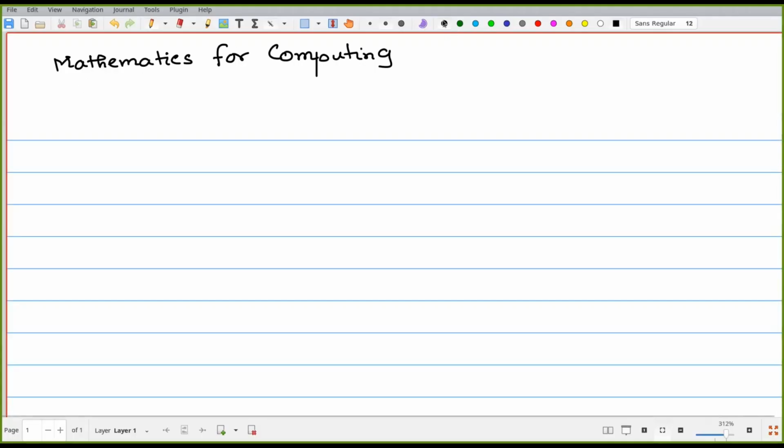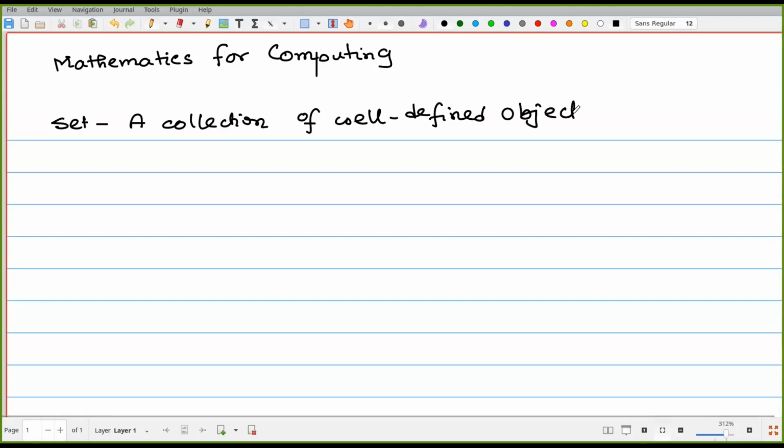What do you mean by the set? Now, each and every one, we know that set means a collection of well-defined objects. That is right. And also, most preferably, each and every object must be of the same type. So, suppose we have defined capital A like that: 1, 2, 3, 8, 5.